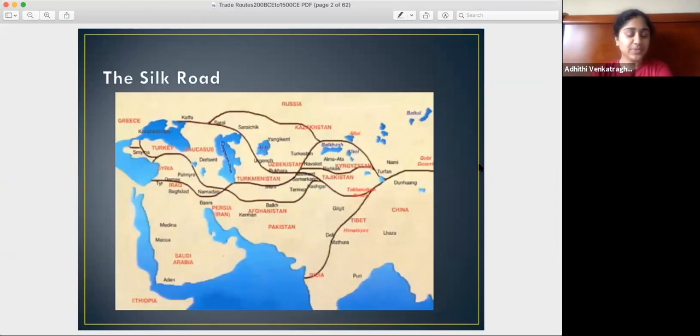So the Silk Road is one of the most important trade routes, and we can see here it goes all the way from China into India, goes into Greece, Russia, Iraq, all the way into the Middle East. It had a very far reach.